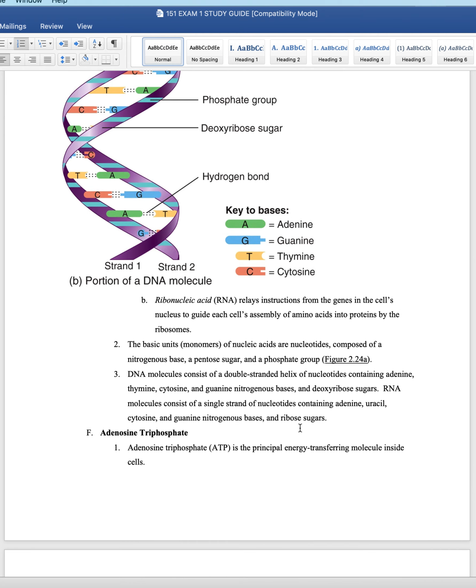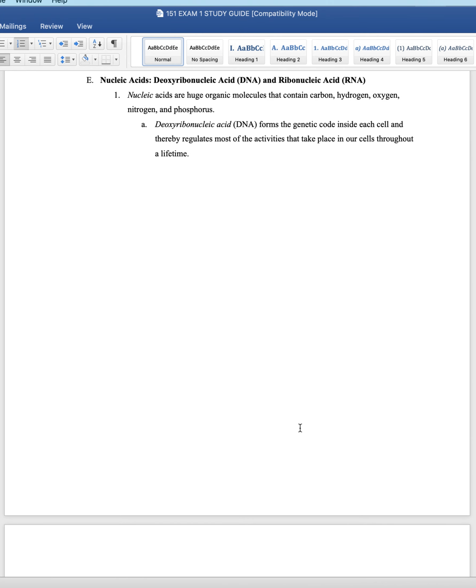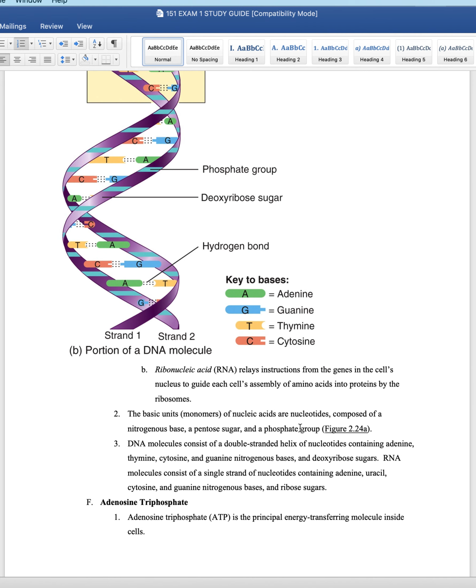Now let me talk quickly about the difference between DNA and RNA, right? So DNA and RNA have 3 major differences. One is going to be the sugar that's used. Deoxyribose is going to be used in DNA. Ribose is going to be used in RNA. Secondarily, going to be the base pairs that we use. So this thymine is only found in DNA. In RNA, it's going to be uracil. So A is going to bind to U in RNA.